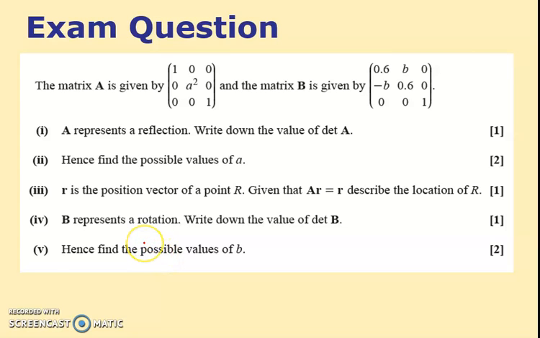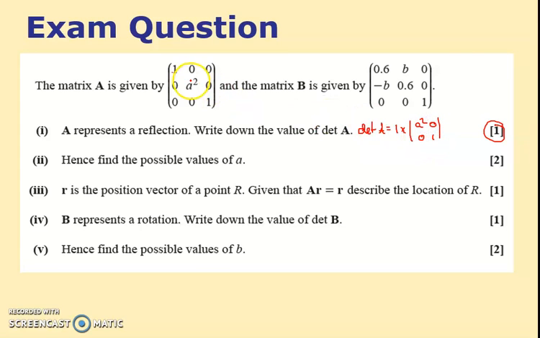So I've got an exam question for you, and I've not done it before, so we'll see how it goes. A is a reflection, write down the value of the determinant of A, and it's 1 mark. Now notice 1 mark really says you can use a calculator, but unfortunately they've said A squared in it, so I suppose I can't. But anyway, the determinant of A is 1 times, oh I see, this is actually quite easy. It's 1 times A squared 0, 0, 1.